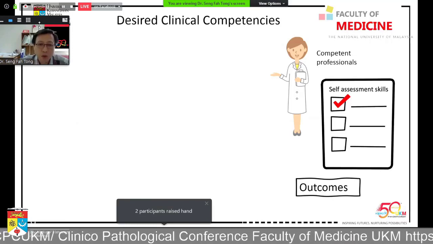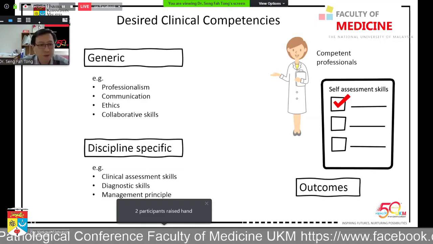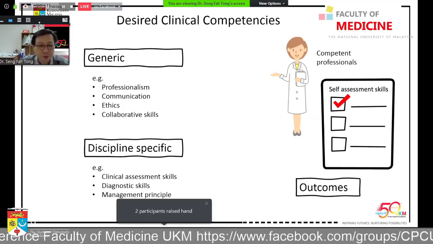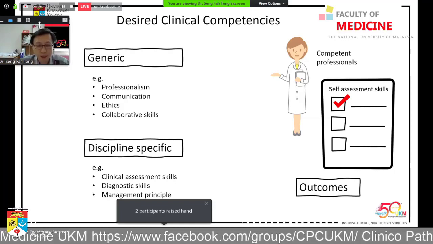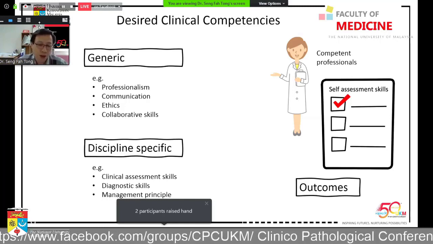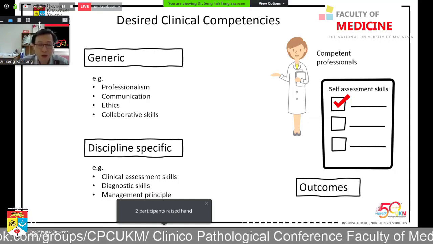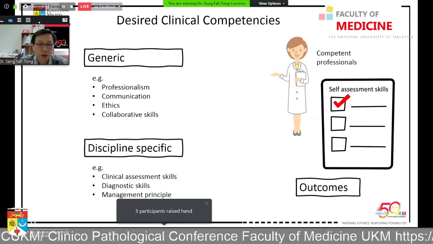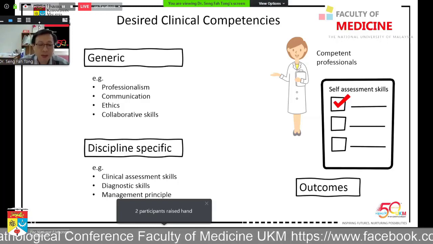So looking at professional competency, what exactly are we looking at? There are many things. The generic ones are professionalism, communication skills, ethics and collaborative skills. These are the so-called soft skills. And of course, discipline-specific skills. Every specialty, for example ENT, surgery or medicine, has a different way of defining what competent skills they are going to have. Similarly, as I'm a family physician, I need to look more at what a family physician is supposed to have in discipline-specific skills.